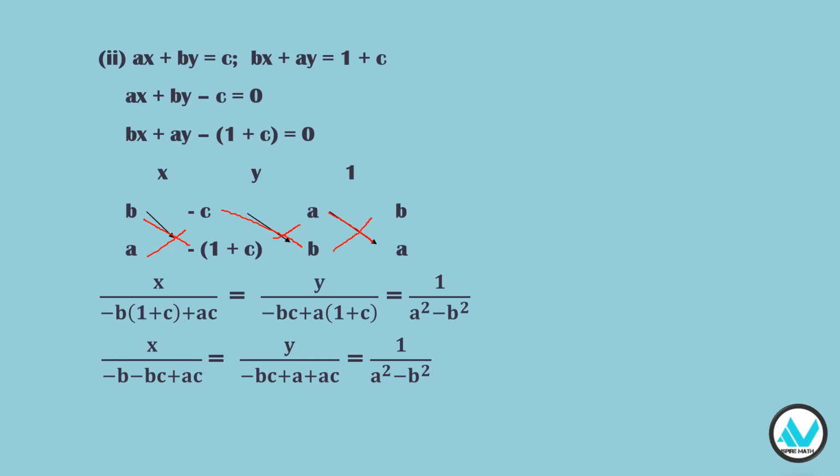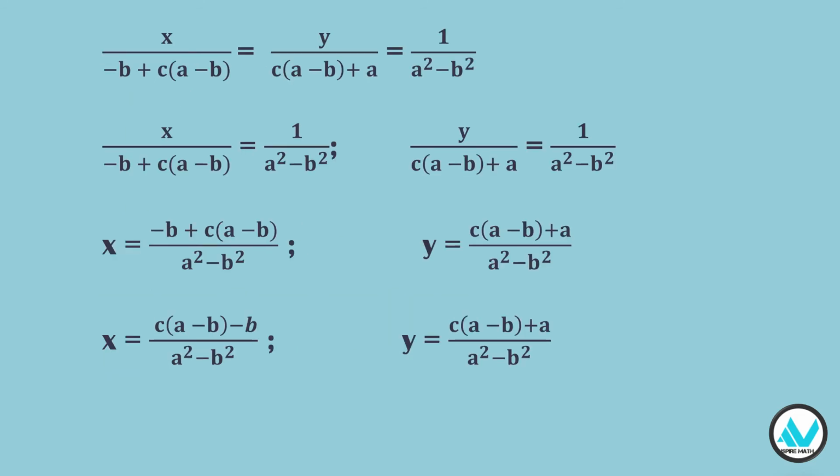Now again I'm going to write this as x by, I'm just multiplying, so minus b, minus bc plus ac, equal to y by minus bc plus ac, equal to 1 by a square minus b square. Now to find the value of x, let me equate these two and I get x by minus b plus c times a minus b equal to 1 by a square minus b square. Similarly, to find the value of y, I'm going to equate these two. So I get y by c into a minus b plus a equal to 1 by a square minus b square.